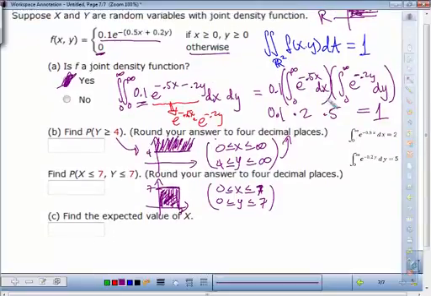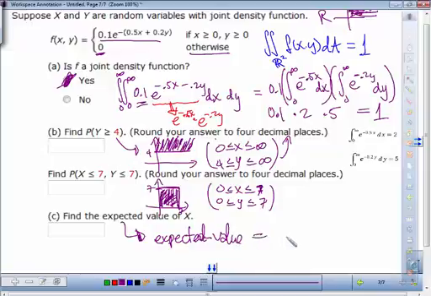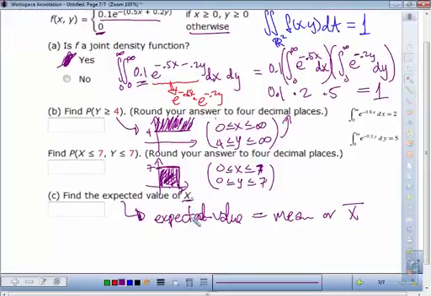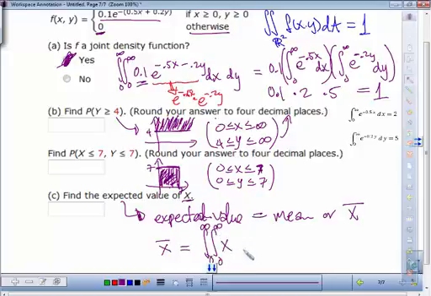What do you think the expected value is? No. Good guess, though. No. I mean, it could be 1. I don't know. Expected value equals the mean, or x bar. So expected value of x. So that's x bar, and that's just the same formula as the center of mass. X bar is equal to a double integral from 0 to infinity for both x times the function.